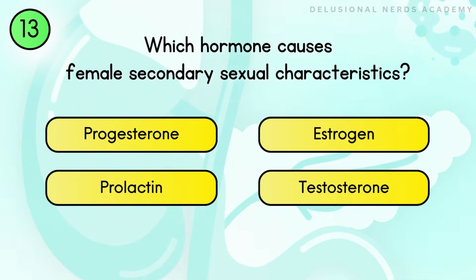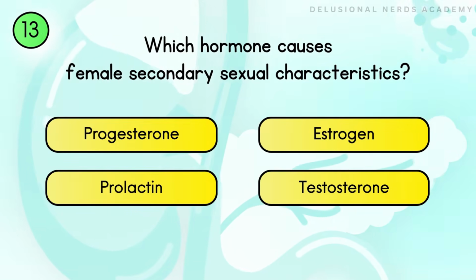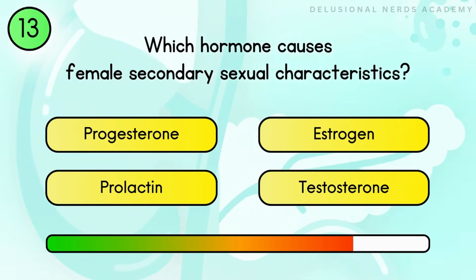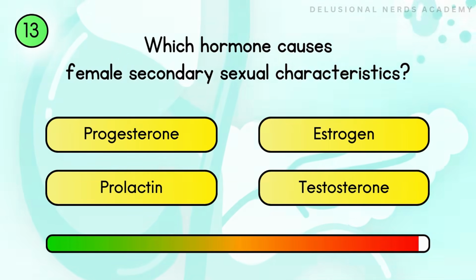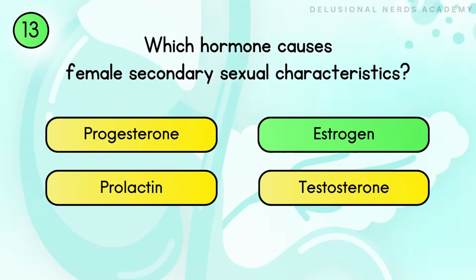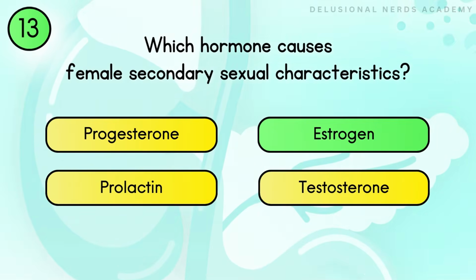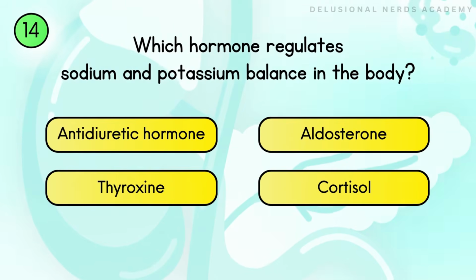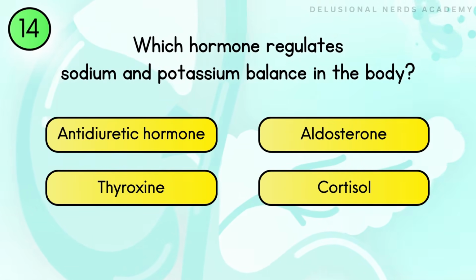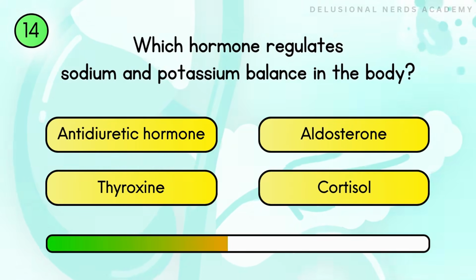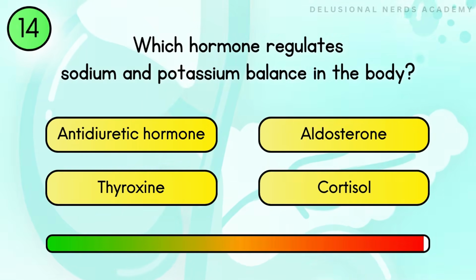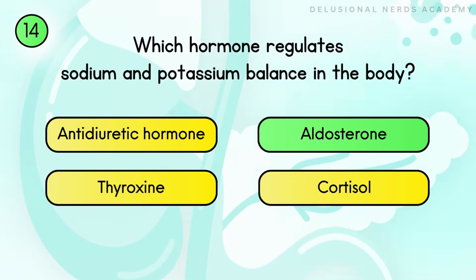Which hormone causes female secondary sexual characteristics? Estrogen causes development of female secondary traits. Which hormone regulates sodium and potassium balance in the body? Aldosterone controls electrolyte balance by acting on the kidneys.